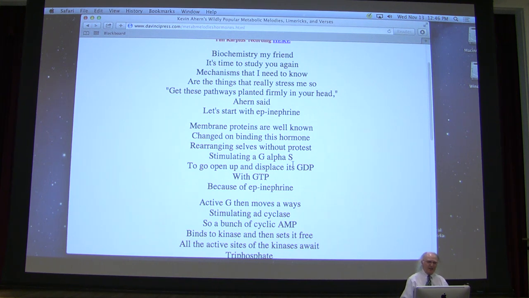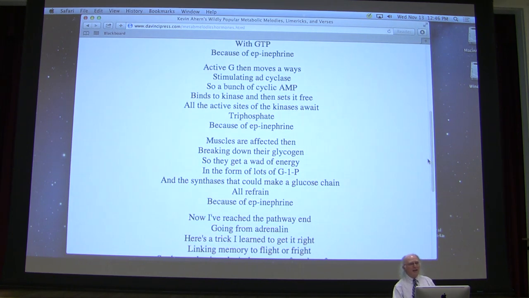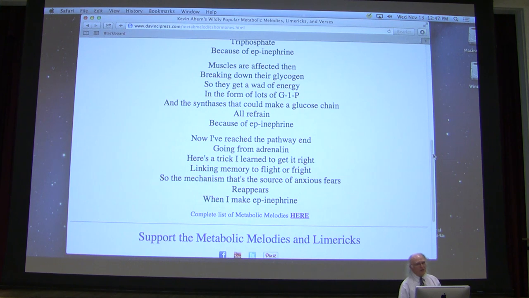Stimulating G proteins to go open up and displace its GDP with GTP because of epinephrine. Active G then moves away, stimulating adenylyl cyclase. So a bunch of cyclic AMP binds to kinase and then sets it free. All the active sites of the kinases await triphosphate. Because of epinephrine, muscles are affected then, breaking down their glycogen. So they get a wad of energy in the form of lots of G1P. And the synthases that could make a glucose chain all refrain because of epinephrine.